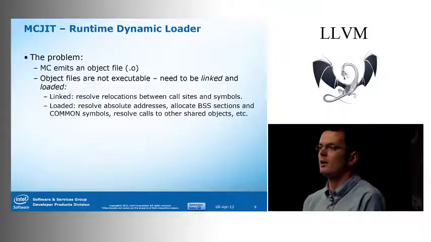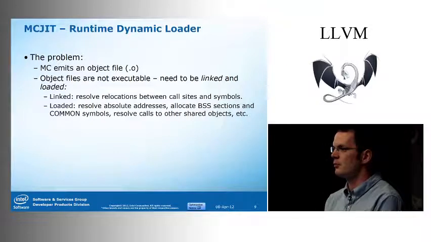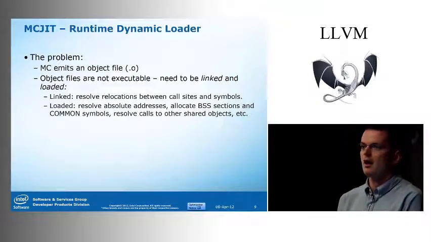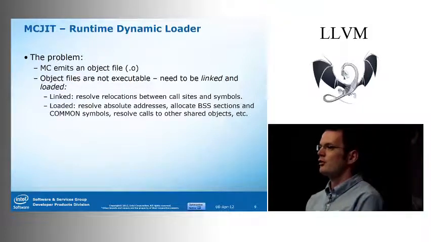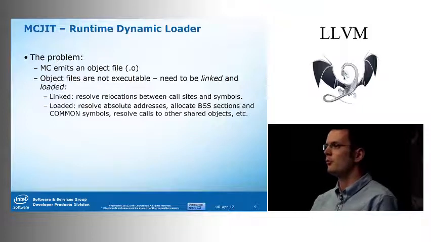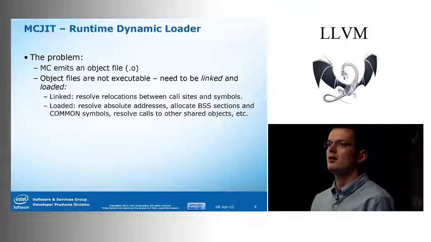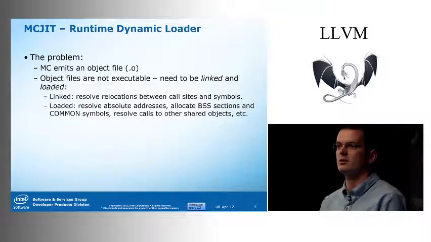So what is the problem here? I mentioned it briefly before, but it's important to understand. MC emits an object file. This is the .o file you get when you compile with gcc -c, say, okay? It can't run, right? It has to be linked, and then it has to be loaded.